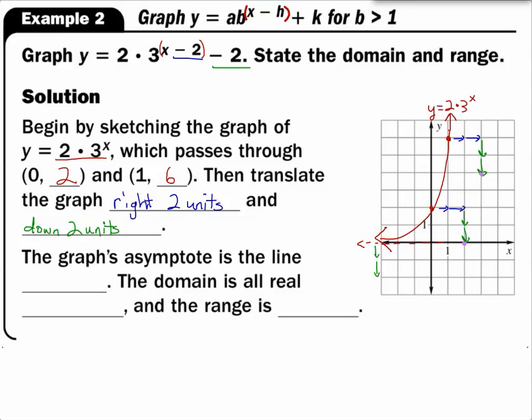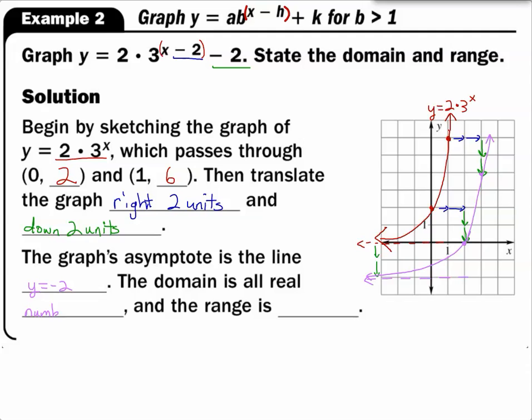So our new asymptote is down at -2. So for our graph, we're going to come off the asymptote, swing through the points, and continue up and to the right, making sure that we actually have arrows on both ends of the graph. Boom. The graph's asymptote is the line. This is why I was making kind of a big deal about that asymptote business, because the asymptote moved down, so it's the line y equals -2, and the domain is all real numbers.